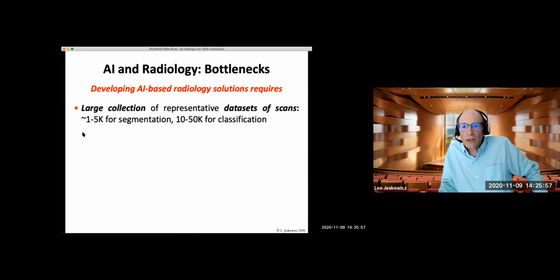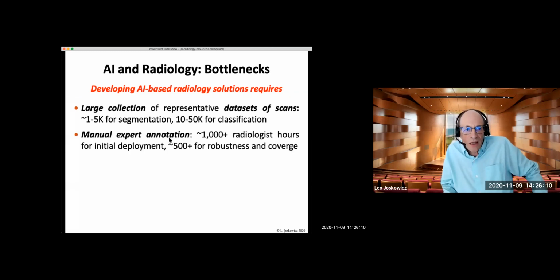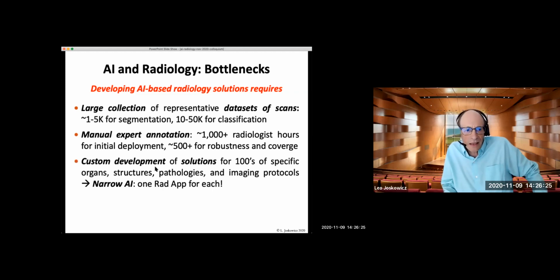So what are the bottlenecks? First of all, you need a large collection of representative data sets of scans, 1,000 to 5,000 for segmentation, and even more for classification. The manual expert annotation requires many radiologist hours for the initial deployment, and then some more for robustness and coverage, to be able to take into account all the missing cases.